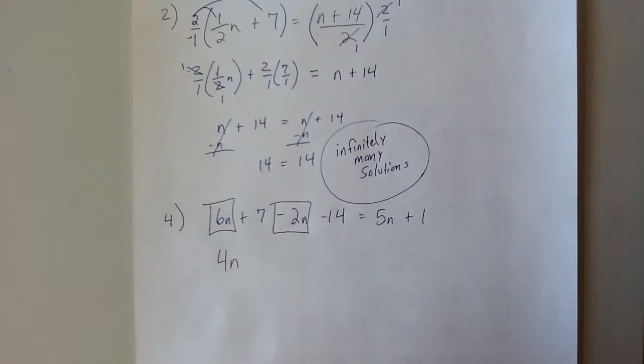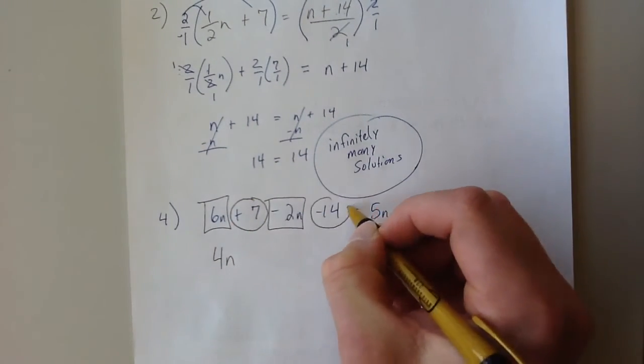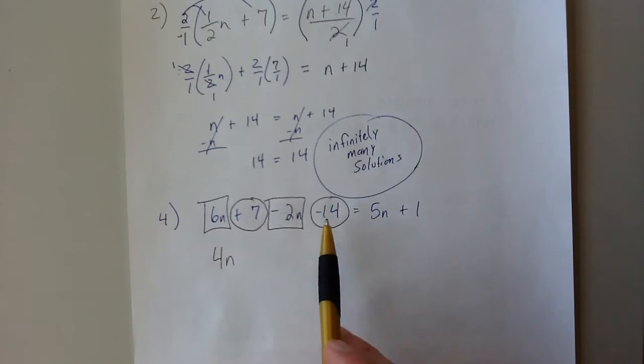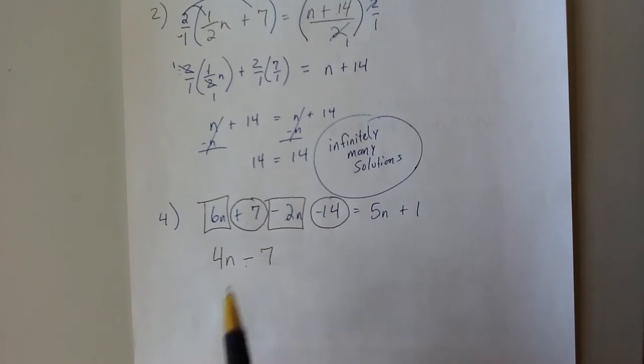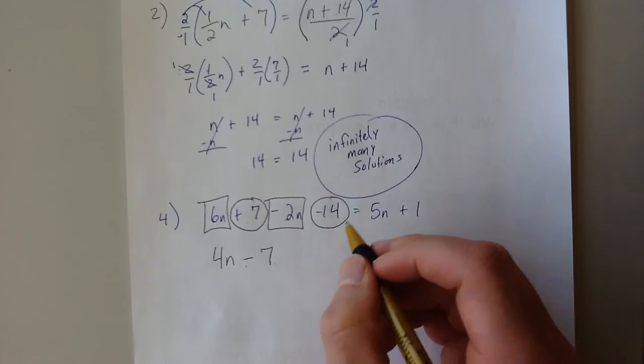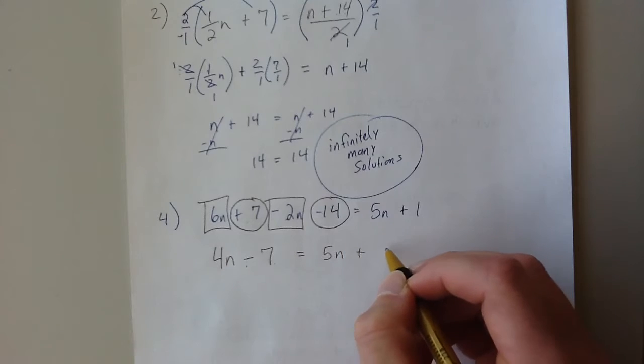After I use boxes, then I'll use circles. I have constants, 7 and negative 14, that are like terms. 7 minus 14 is negative 7, so I put 4n minus 7, or negative 7. That's my left side. The right side, you still have 5n plus 1.